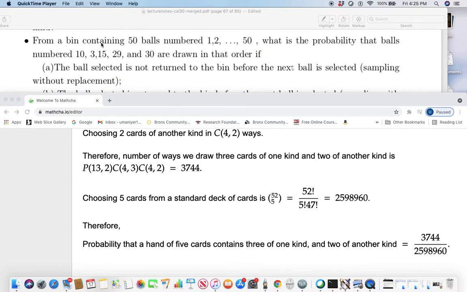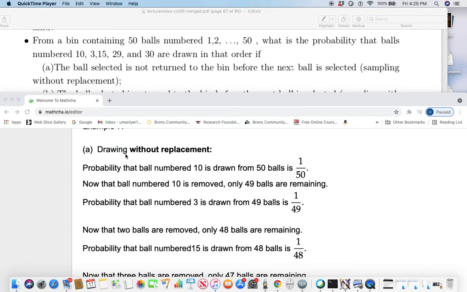Next, from a bin containing 50 balls numbered 1 through 50, what is the probability that balls numbered 10, 3, 15, 29 and 30 are drawn in that order if the ball selected is not returned? So this is sampling without replacement. You are not returning the ball back. So this is called without replacement.